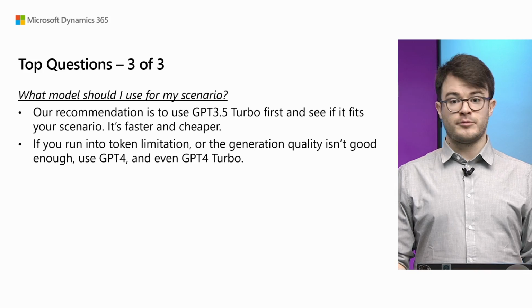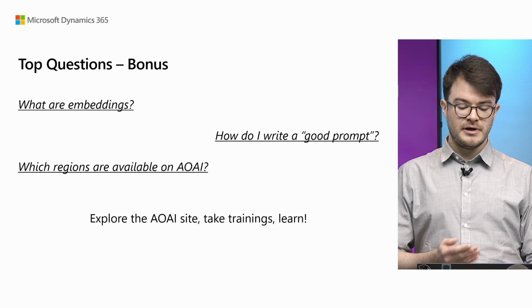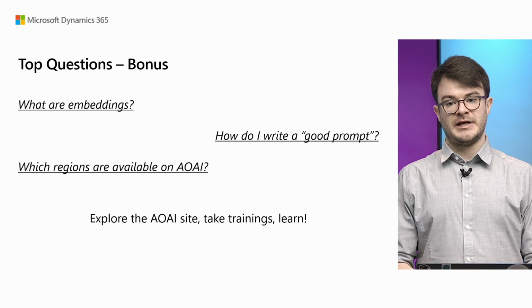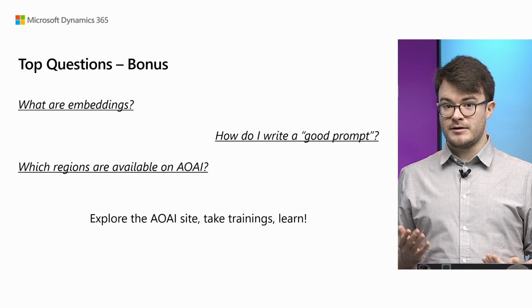So with this one, I'm done with the top questions, but I have one more bonus slide for you. We got a lot of questions that are more generic about AI and Azure OpenAI. For example, what are embeddings? Or how do I write a good prompt? Or which regions are available on Azure OpenAI? And we won't give answers to these because these are more generic questions.